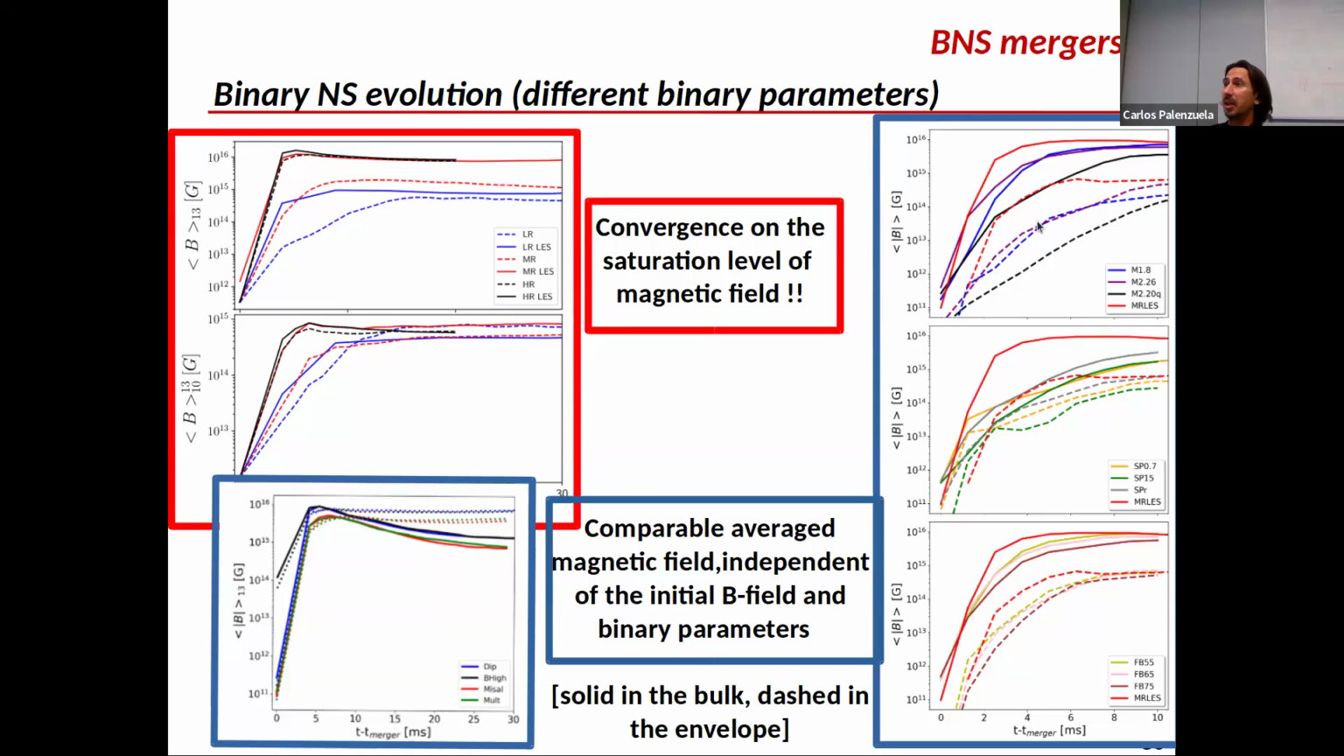And then another observation, just comparing the magnetic field average as a function of time for the different cases, is that we obtain comparable magnetic fields independently of the initial magnetic field that we set, the topology or the magnitude, and also independently of the binary parameters.